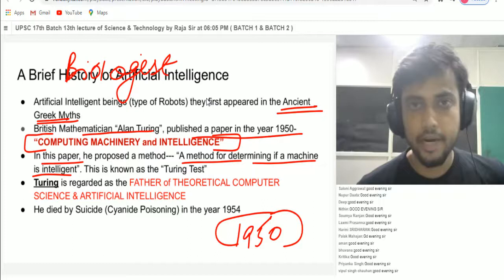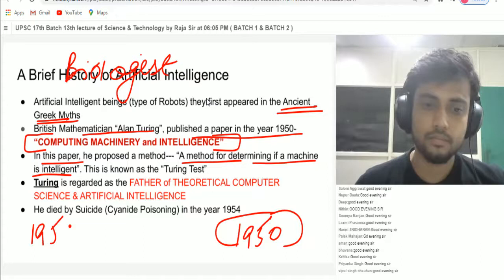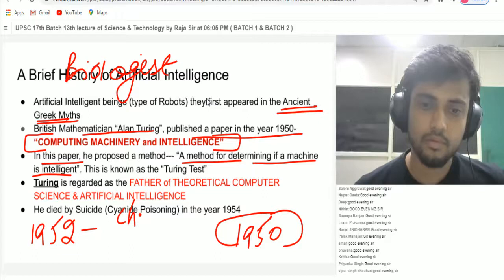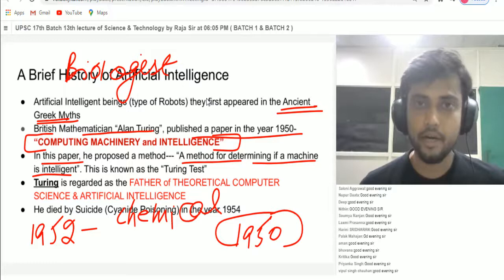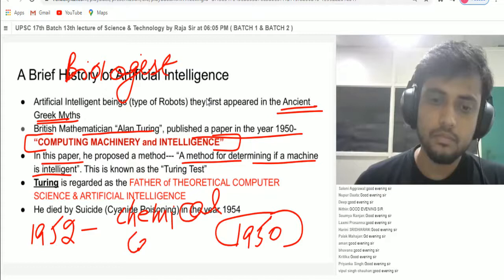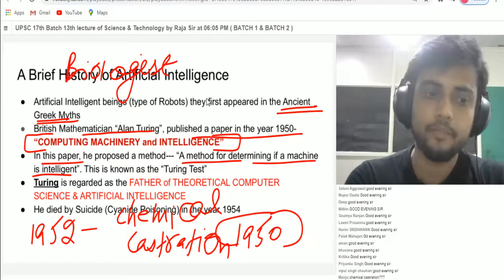Yesterday I also told you that Alan Turing died by suicide in the year 1954, because in the year 1952 he was prosecuted for homosexual acts, and he was given the punishment of chemical castration. So possibly he was dejected by that kind of treatment by society, and it is alleged that he committed suicide in the year 1954. And Alan Turing also decoded the Enigma machine of Nazi Germany.